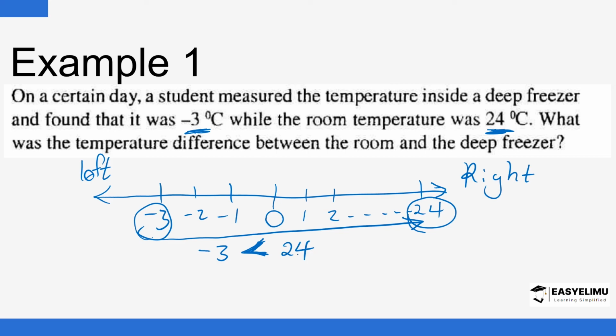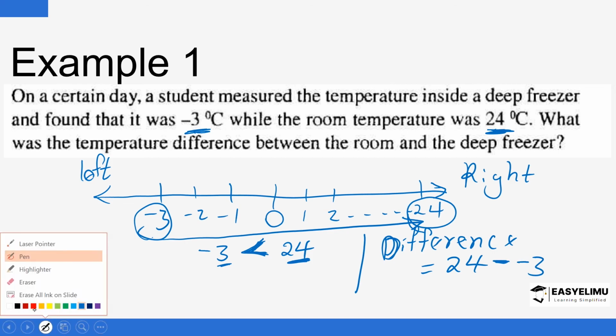So when you are getting the difference, it's supposed to be the greater one minus the smaller. So in this case, the difference is going to be equal to 24 minus -3. So we are subtracting the two numbers.